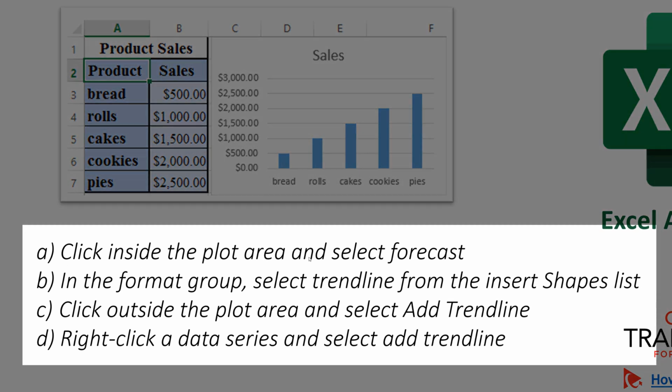Click inside the plot area and then select Forecast. In the Format group, select Trendline from the Insert Shapes list. Click outside of the plot area and select Add Trendline. And then the last choice, D: right-click a data series and select Add Trendline. Which one would you choose?